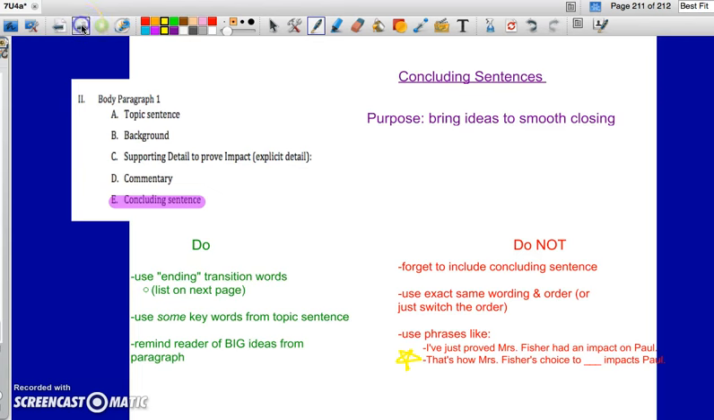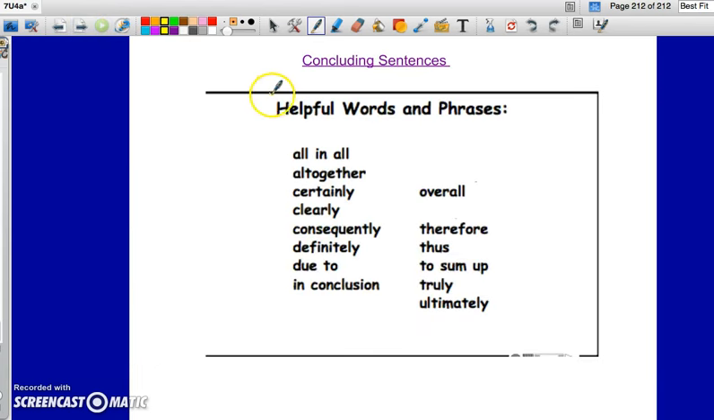So to help you with concluding sentences, here are some helpful words or phrases that show that you're wrapping it up. Some ones that I particularly like are in conclusion, to sum up, therefore, all in all, together, consequently, like consequently, Mrs. Fisher's choice to blank has a deep impact on Paul's blank. I hope that this helped you figure out and break down all of the parts of a paragraph, and good luck on your drafting today.